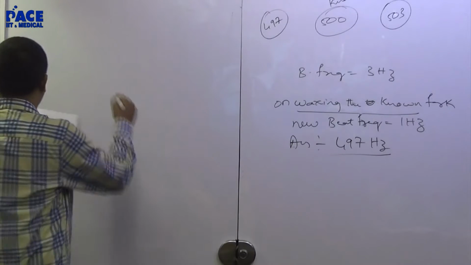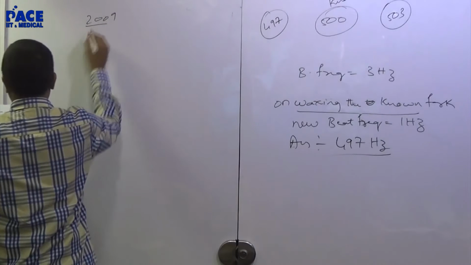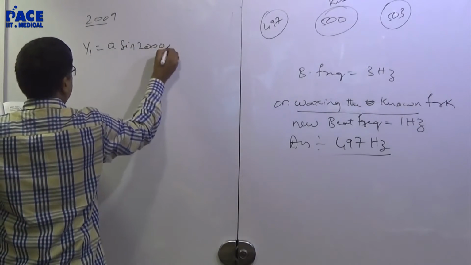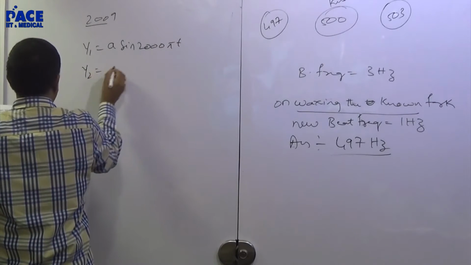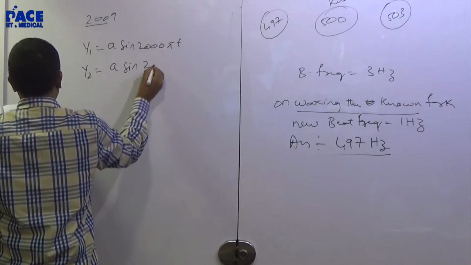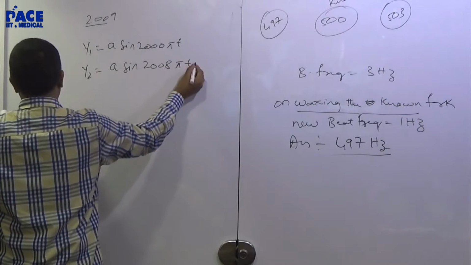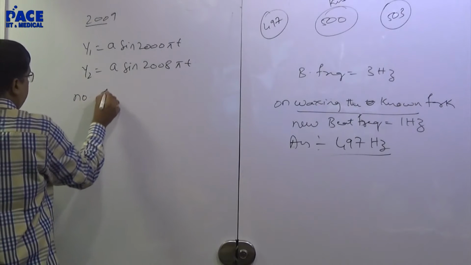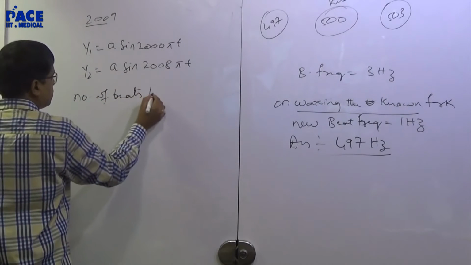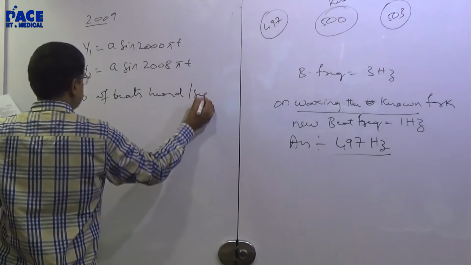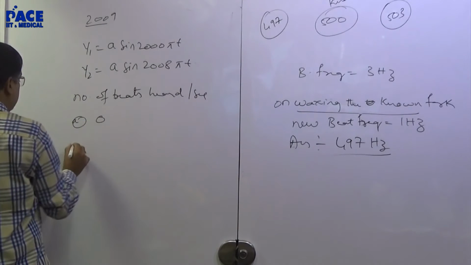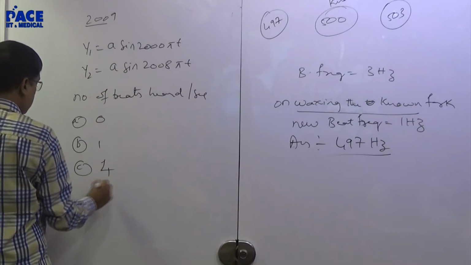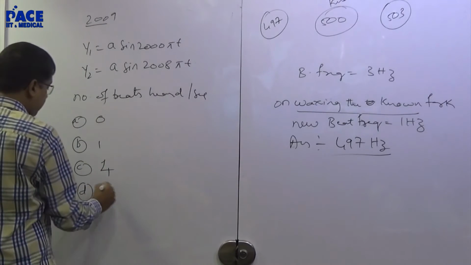Now 2009, this is the question given. Y1 is A sin 2000 pi t, Y2 is A sin 2008 pi t. Number of beats heard per second. First option 0, second option 1, third option 4, fourth option 8.